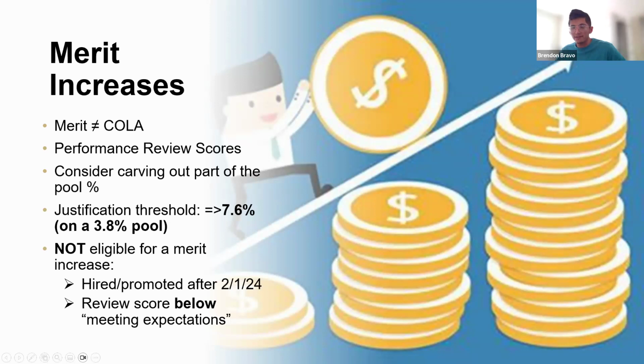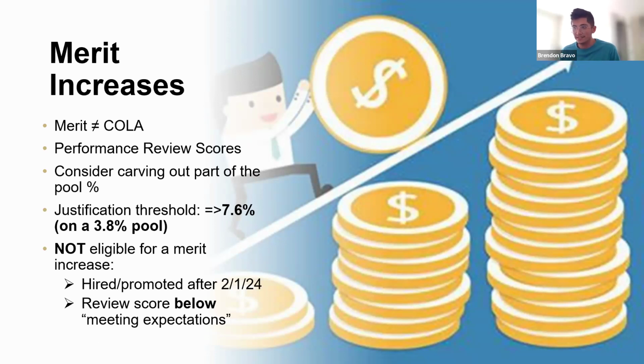So a note on merit increases. Merit is not a cost of living adjustment, and that is not part of this process. For performance review scores, you do want to consider the performance review score as the primary factor when determining merit increases. For example, someone who received a score of 5 for outstanding should receive a larger increase than someone who received a score of 3 for meeting expectations.